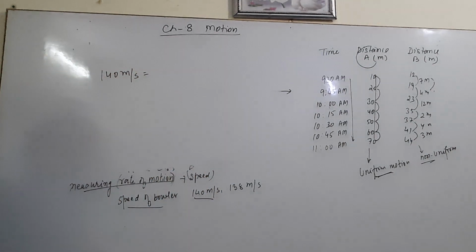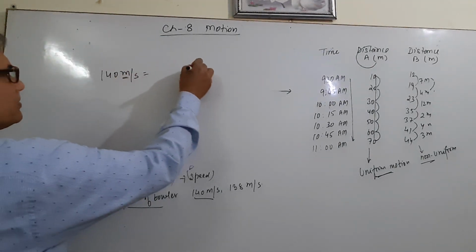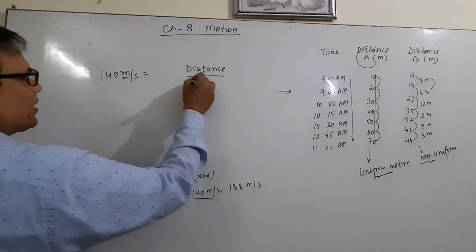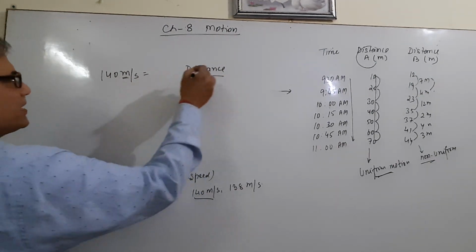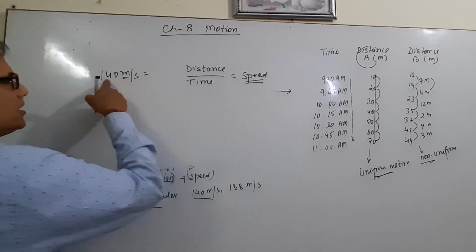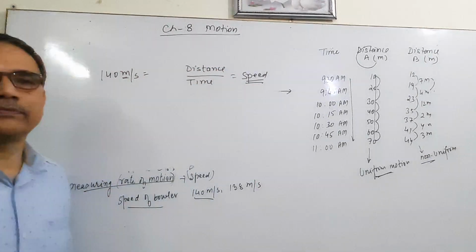What is the meaning of 140 meter per second? Meter means distance, second is the unit of time, and that represents the speed. Rate of motion is distance upon time, which is equal to speed.